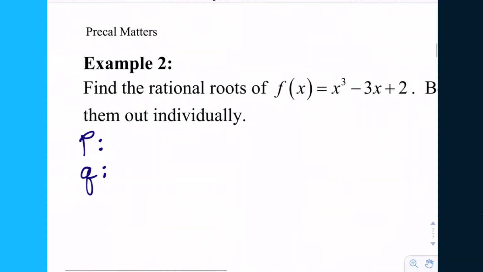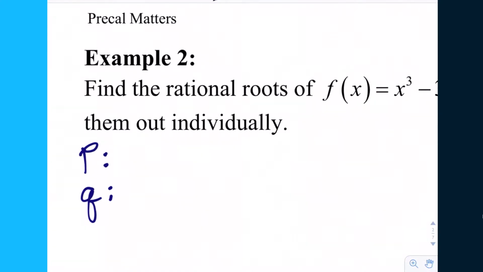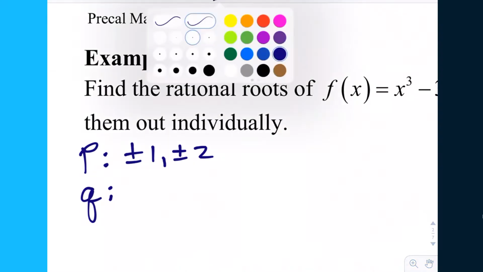What is your constant in this case? Your constant. 2, right. The very back is 2. So P becomes the factors of the constant, which are plus or minus 1 and plus or minus 2. Now you list plus and minus because an integer factor is what we're after, so negatives could work as well. And then Q, what is the leading coefficient?